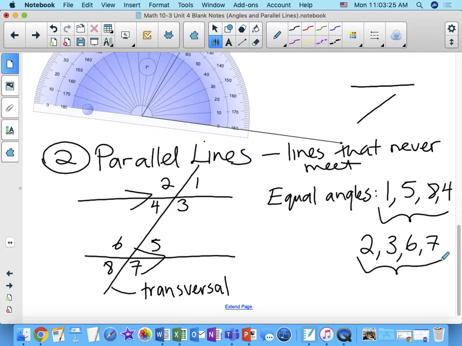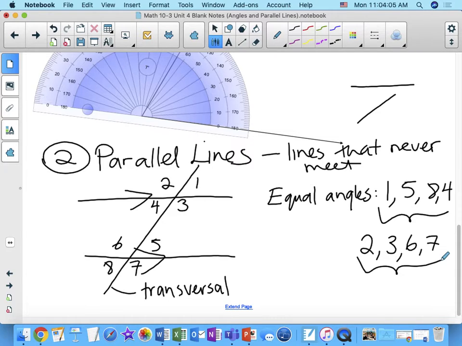Okay, now the ones that aren't equal, like 1 and 2, for example, do they have a relationship with one another? What do we know about angles 1 and 2? They're not equal, but we do know something about them. They add to 180, yes. So the ones that are not equal add to 180. And in fact, we know that 1 and 2 add to 180 because together they make a straight line. These 2 angles are called angles on a line.